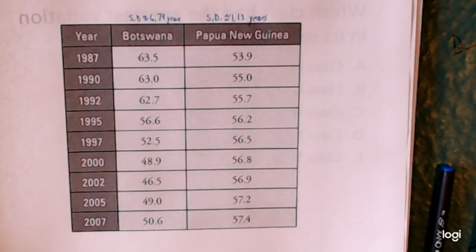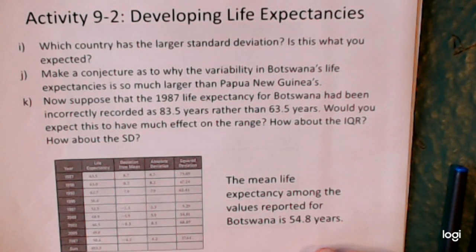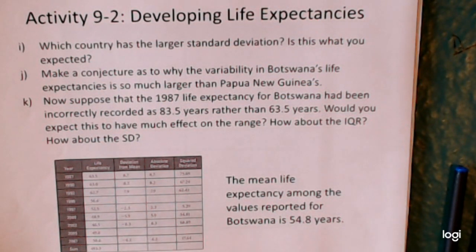Last thing here, right? They ask us to make a conjecture as to why the variability in Botswana's life expectancies is so much larger than PNG's. I think we already said that. It could be a disease or perhaps a war could have caused the dramatic change in Botswana's life expectancies. And then the final question, it says, suppose that the 1987 life expectancy for Botswana had been incorrectly recorded as 83.5 years rather than 63.5 years. Would you expect this to have much effect on the range? How about the IQR? How about the standard deviation?